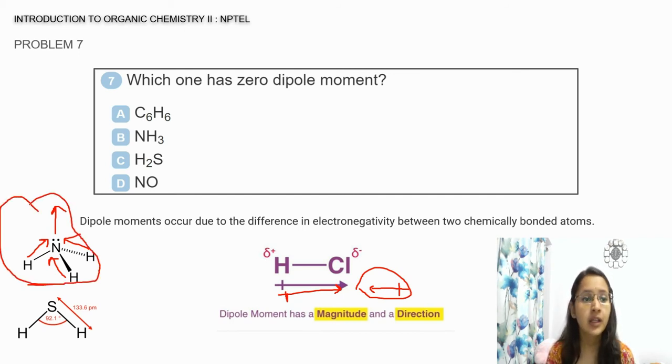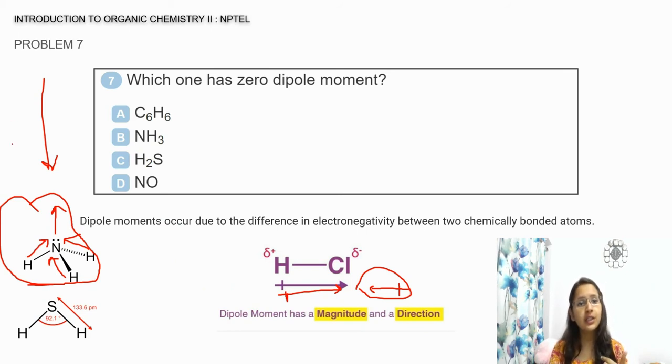It's like we don't have any other vector to cancel it. We don't have another vector which has equal magnitude and is applied in the opposite direction to cancel this particular dipole moment. If we have that system, then the dipole moment will be zero for that particular molecule.